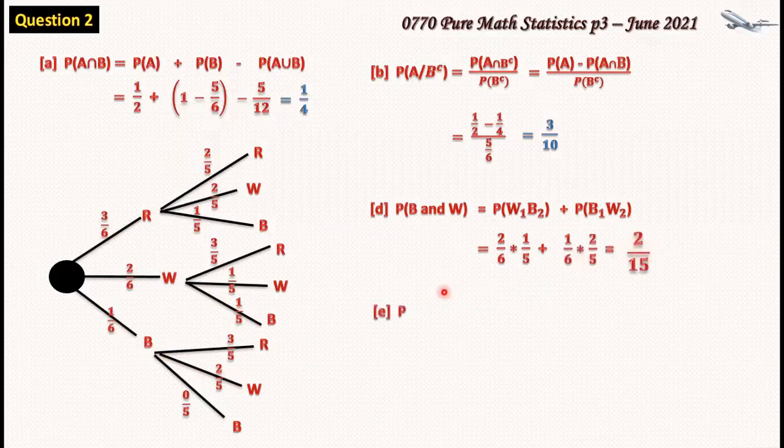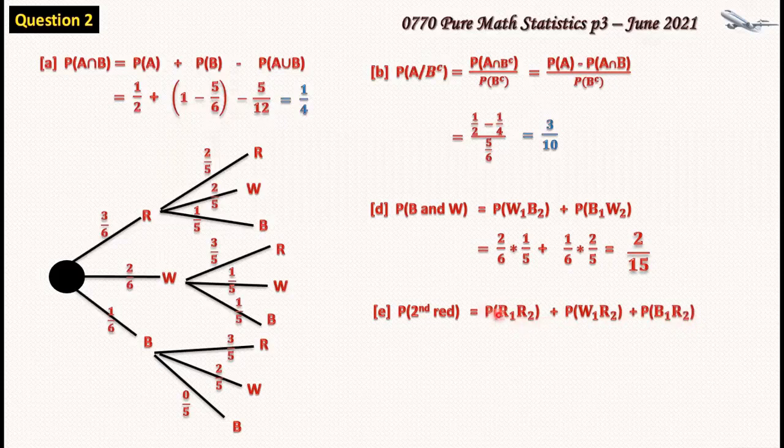The E part of the question says the second ball is red. So they're only interested here in the second ball being red. If the second ball is to be red, the first can be red and the second is red, or the first is white and the second is red, or the first is blue and the second is red. So these are the different possibilities. They only talk about the second ball here.